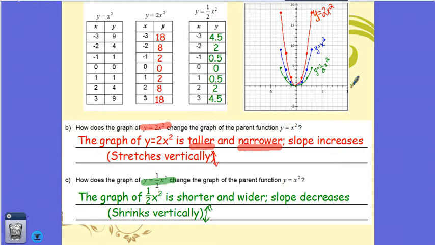If this was to represent time, 1, 2, 3 seconds later, the parent function reaches here at 9. The red function reaches twice as high, but this one is only half as high as the parent function, indicating a less steep slope.